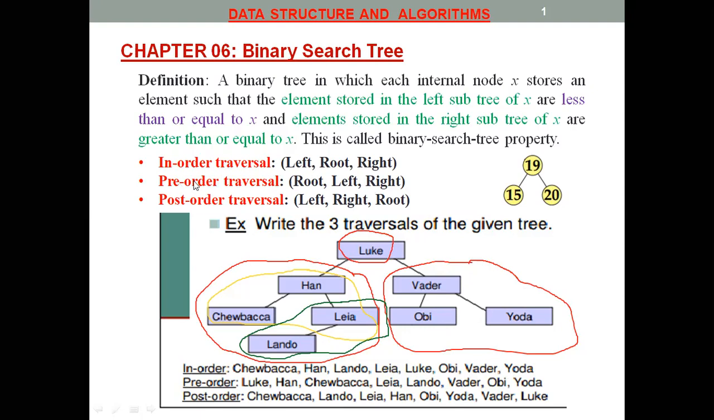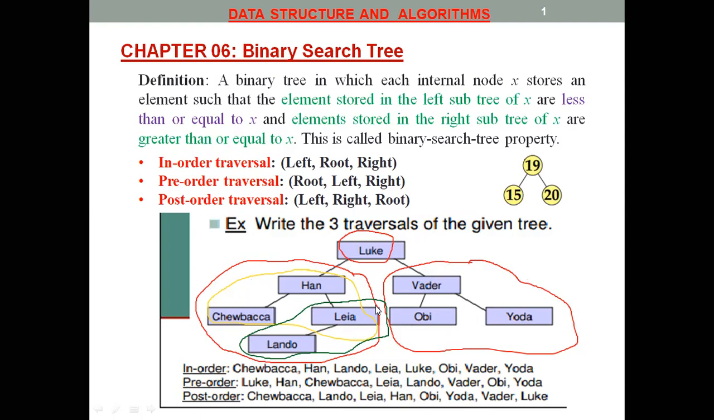How about pre-order? Pre-order starts from the root. So you must start from the main root here. Say, look. Look is the main root here. Then after that, you have to solve the left side first, and then after that the right side. So again, when you are going to solve this left side, there are many things here. I have already circled them. This is one of the groups, and this is another group. Inside here, you have two different groups.